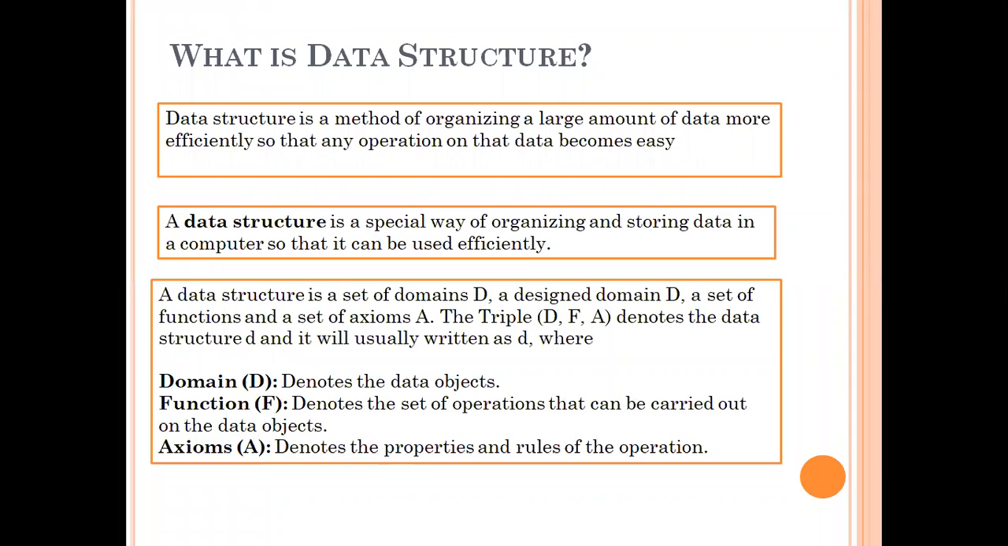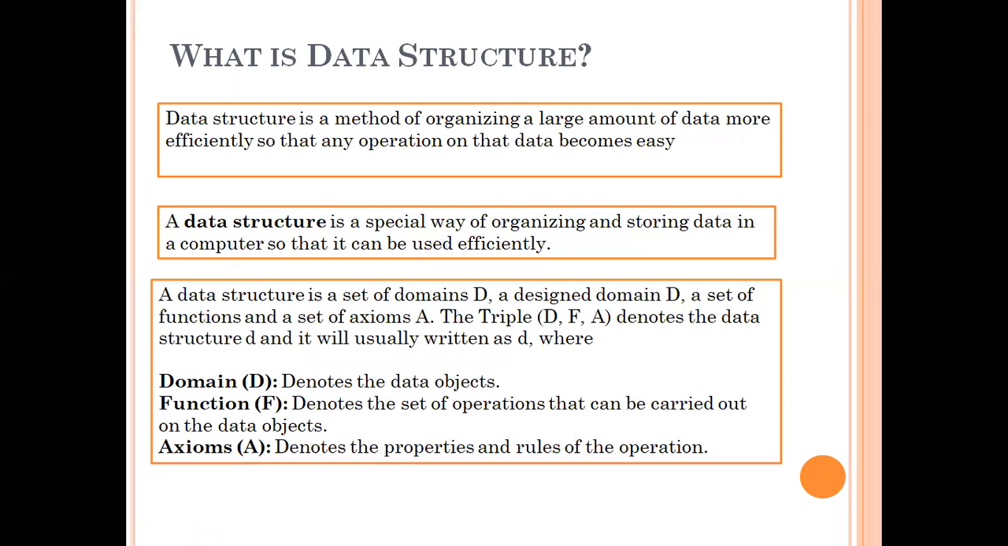The first point is the data structure. What is data structure? Data structure is a method of organizing a large amount of data more efficiently so that any operation on that data becomes easy. So in short, data structure means organizing and processing a large amount of data so that any operations on that data become easy. A data structure is a special way of organizing and storing data in a computer so that it can be used efficiently. So it is mainly used to handle a large amount of data.